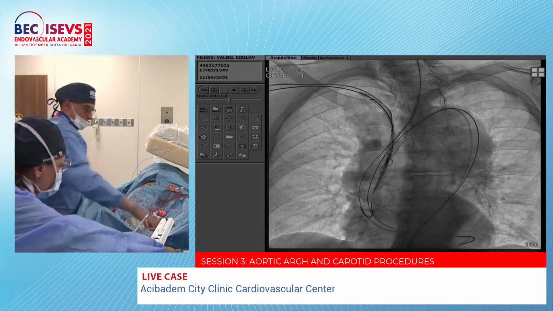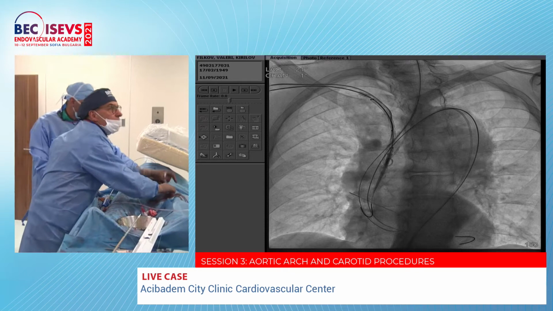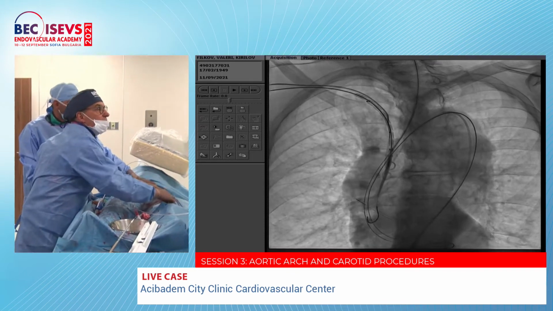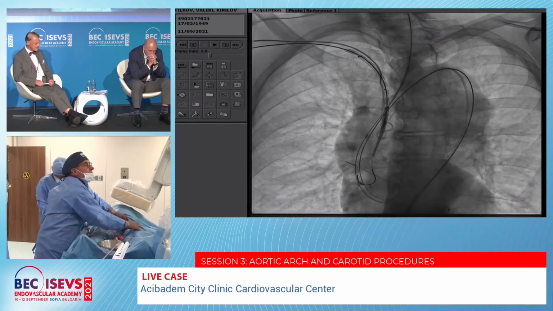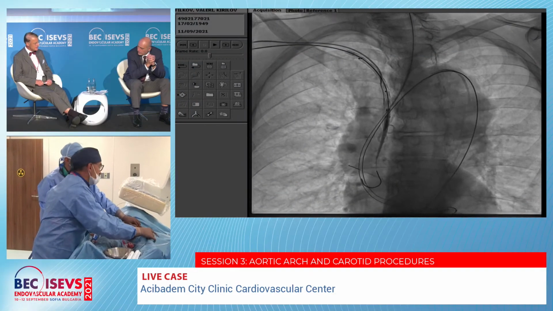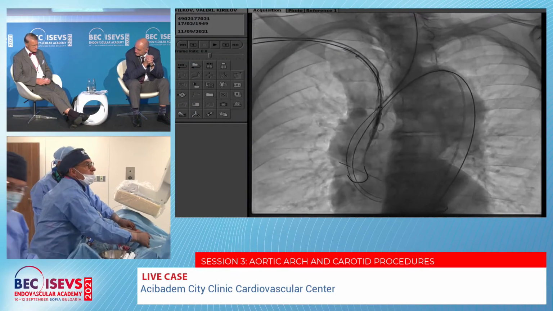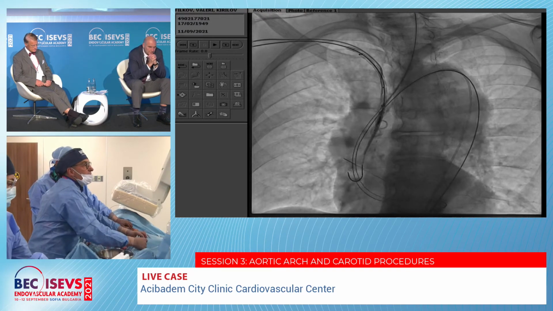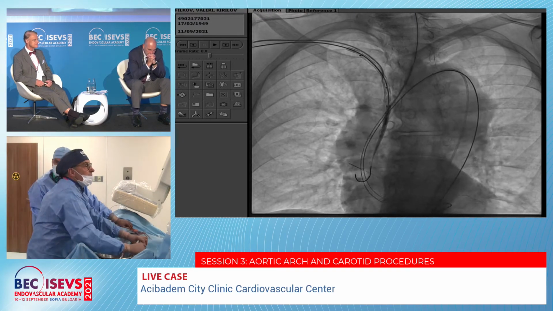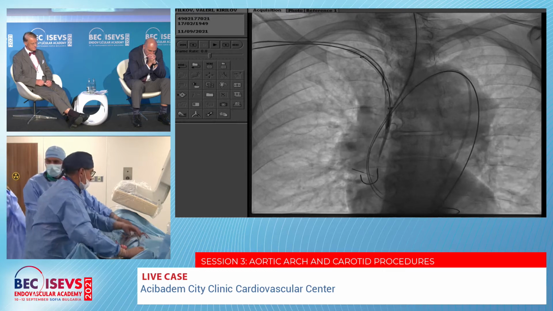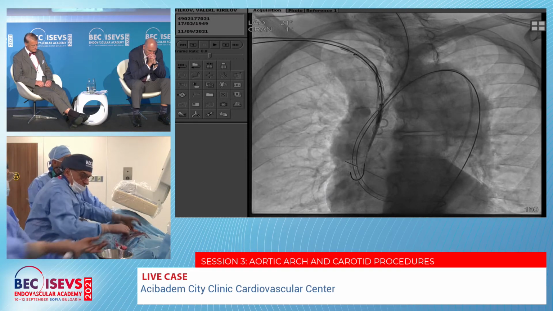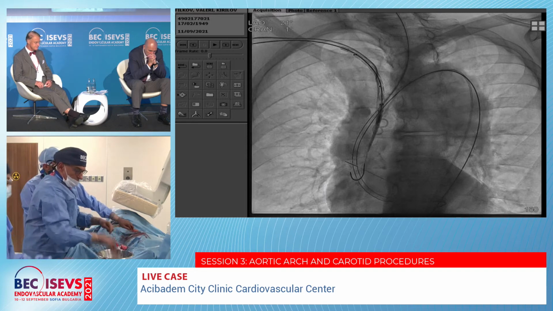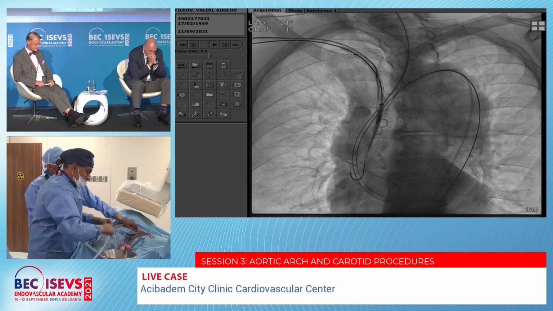Okay. And the Lunderquist is stiffer than the Amplatz? Yes, the Lunderquist is, I would say, quite stiffer than the Amplatz. So we are going to proceed now with the aortic graft dedicated for the arch.